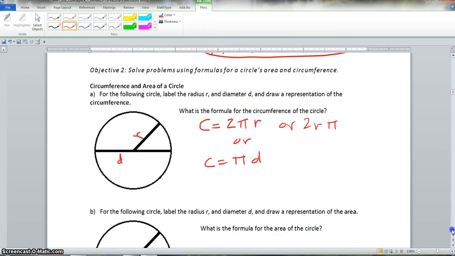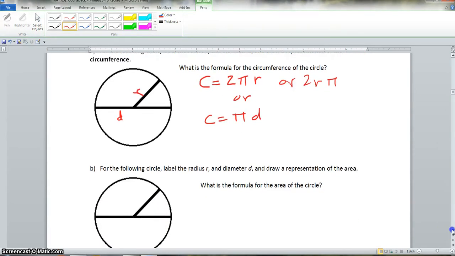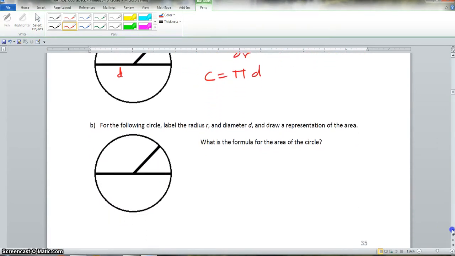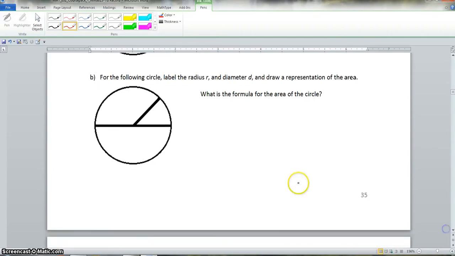Okay, now we scroll down here to B. It says, for the following circle, label the radius r and diameter d and draw a representation of the area. What is the formula for the area of the circle? Now we already did the diameter and we also did the radius. Okay, so now the area of a circle is pi times the radius squared.